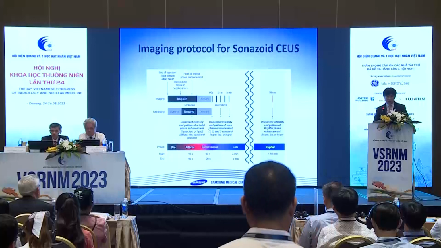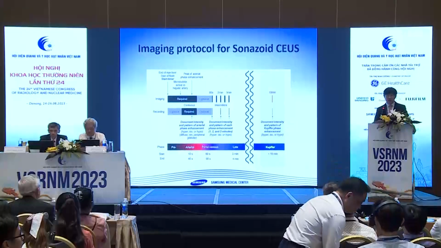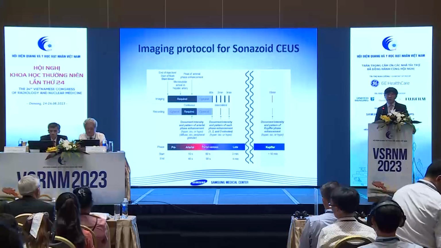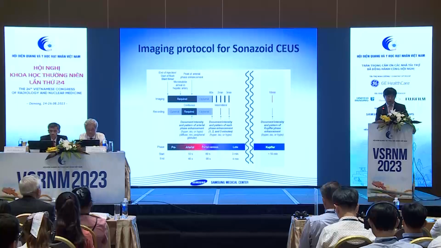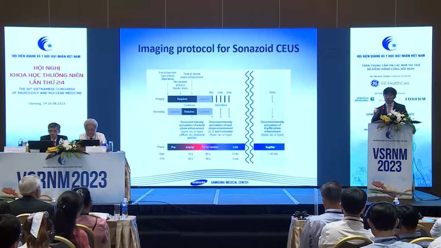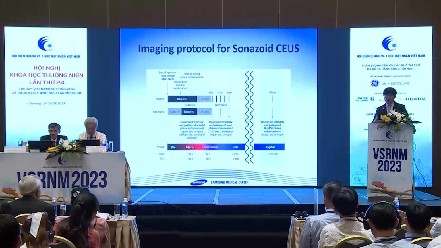This is the imaging protocol of Sonazoid CEUS. First, you inject the contrast media. It looks like CT or MRI, but we can obtain the arterial phase in real time, so we can obtain a video clip. After injection, we look at the mass, and when the contrast media appears in the mass, we start to record a video clip. We record the full arterial phase.